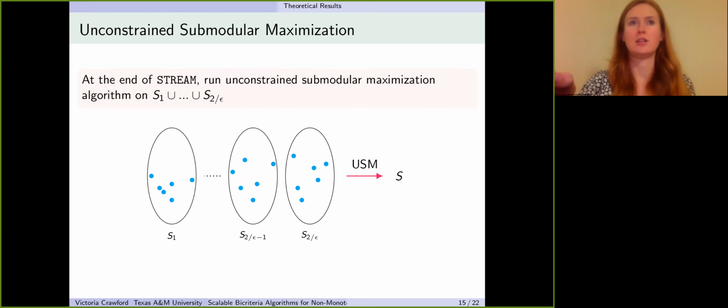So once we make this pass through the data set, filtering down to these 2 over epsilon disjoint sets, this stream algorithm then runs an algorithm for unconstrained submodular maximization on the union of these sets. Unconstrained submodular maximization is the optimization problem where we simply want to maximize F over all subsets of the universe. And then once it runs that algorithm, it returns the output of that algorithm.